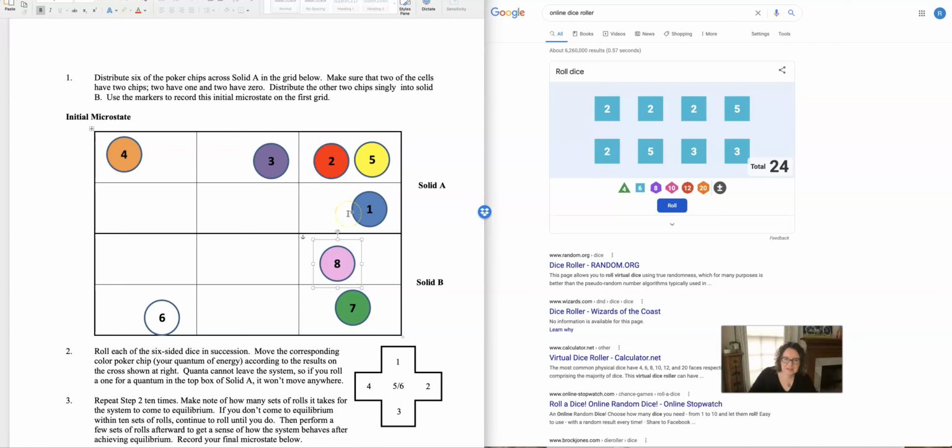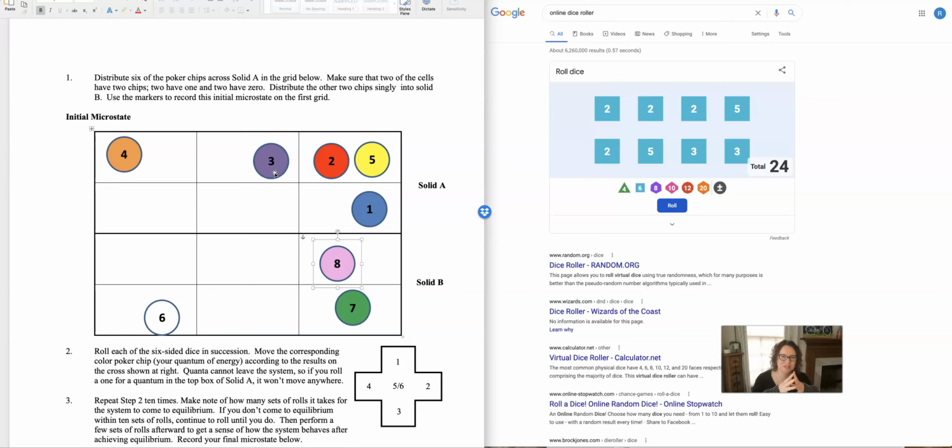Okay, now let's take a look at our situation. I have 3 poker chips in solid B, and the rest, 5, in solid A. Okay, that's not in equilibrium, right? Equilibrium is going to be what arrangement: how many in solid A and how many in solid B would be equilibrium.